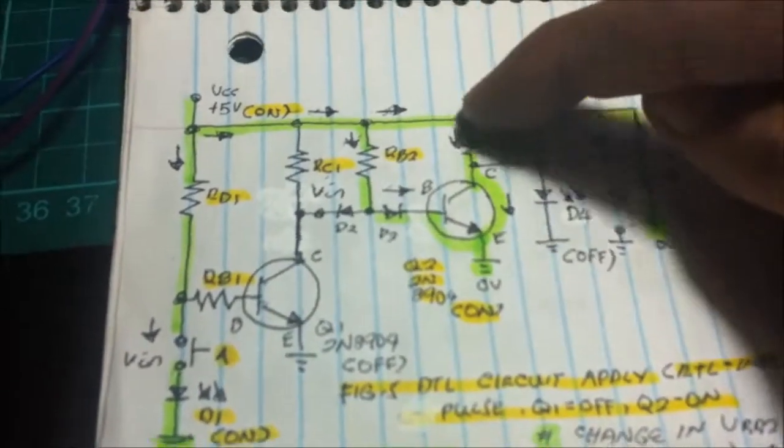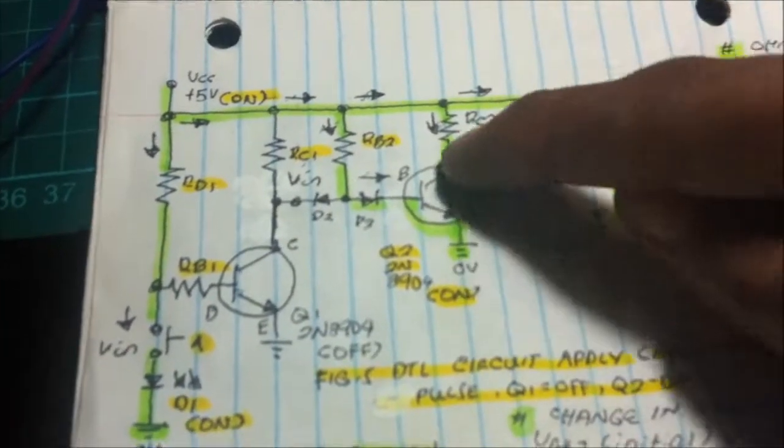So now, RB2, D3, and the base-emitter of Q2. In the data sheet of the transistor, the base-emitter is 0.95 volts, forward biasing this transistor and making it saturated. We got 3.35 volts.